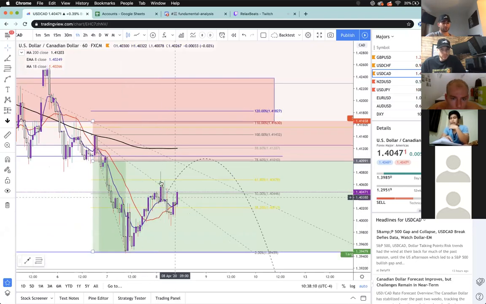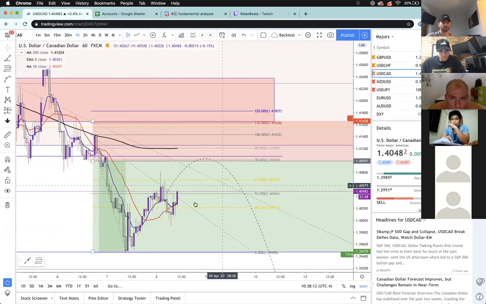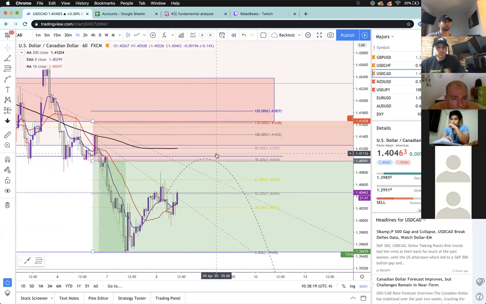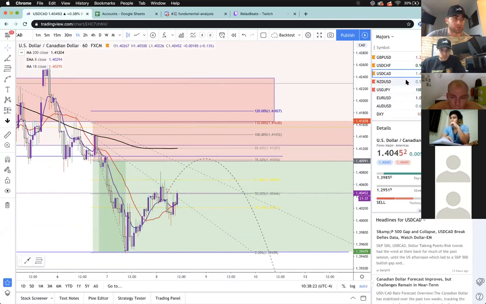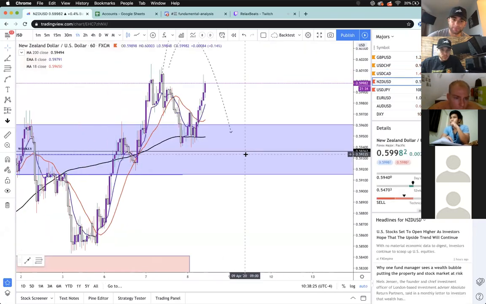I'm looking for either a double top right here through the moving average, or if it breaks up to the 4 hour, see how it plays out on this level right there. And yeah, that's it for UCAD. So let's go over to NU.